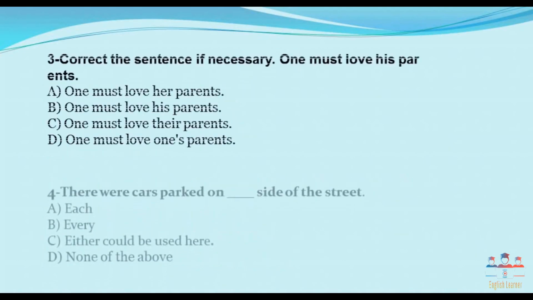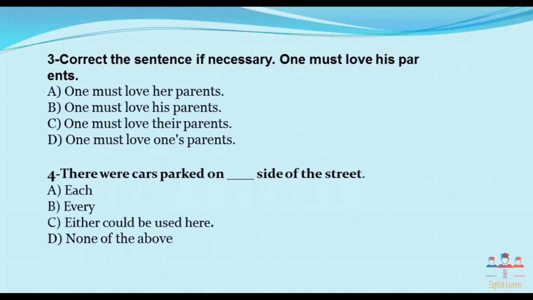Number 3. Correct the sentence if necessary. "One must love her parents." Now again we have "one", and let us have a look at the options. A, one must love her parents. B, one must love his parents. C, one must love their parents, and D, one must love one's parents.